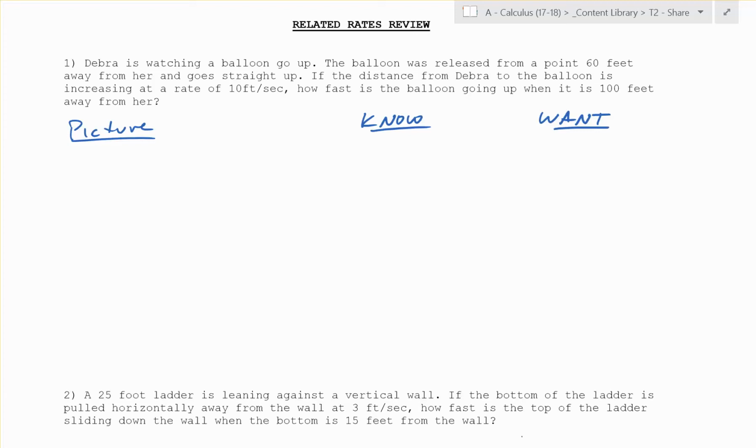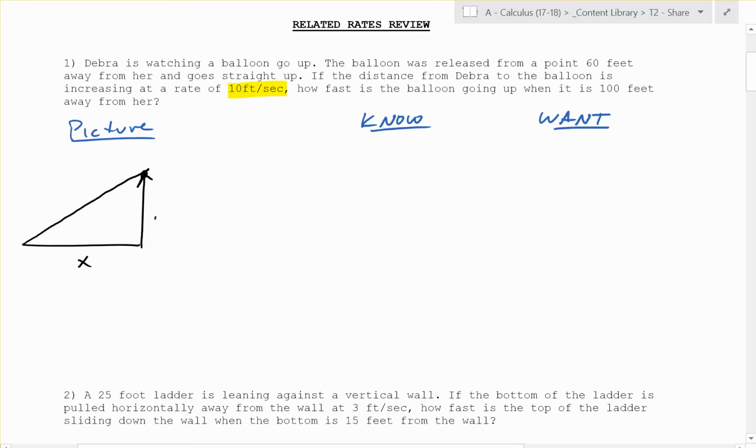Deborah is watching a balloon go up, and we already have our three words written down. The balloon was released at a point 60 feet away from Deborah, and it goes, we assume, straight up. Oh, and it even tells us it goes straight up this time. Doesn't always say that. If the distance from Deborah to the balloon is increasing, it's going to tell us that this is increasing now at a rate of 10 feet per second. How fast is the balloon going up when it is 100 feet away from her?